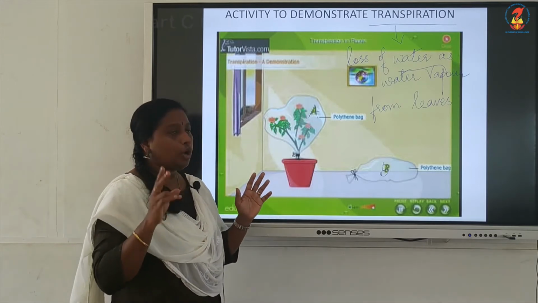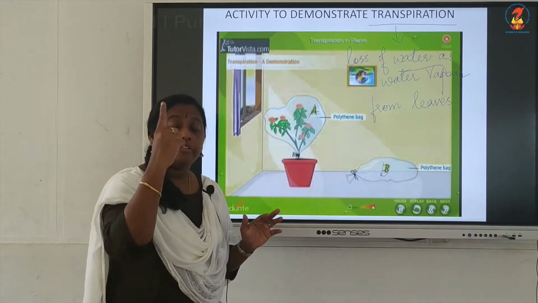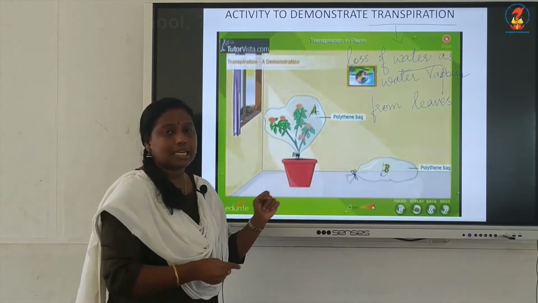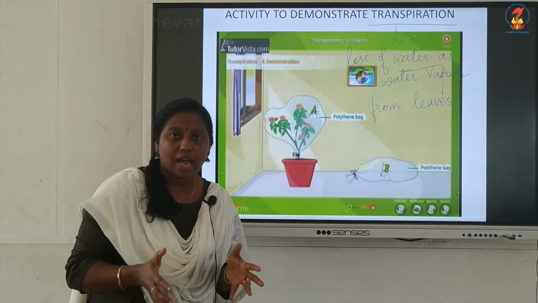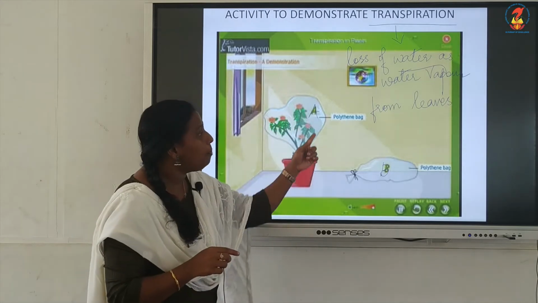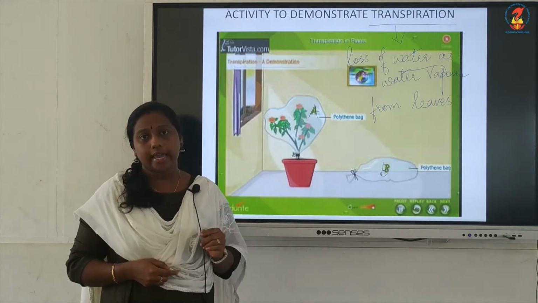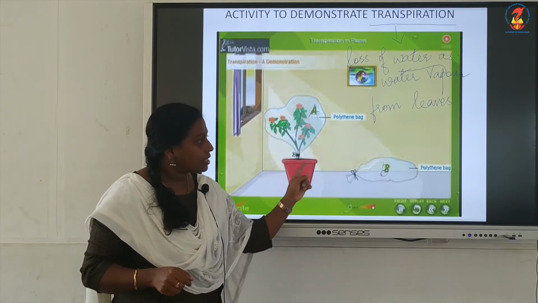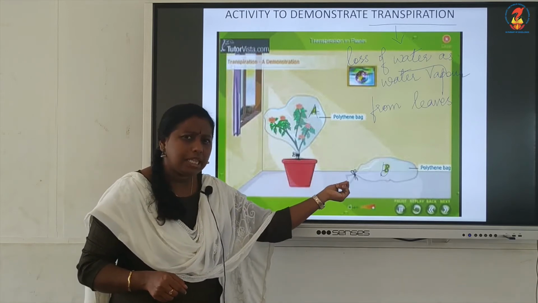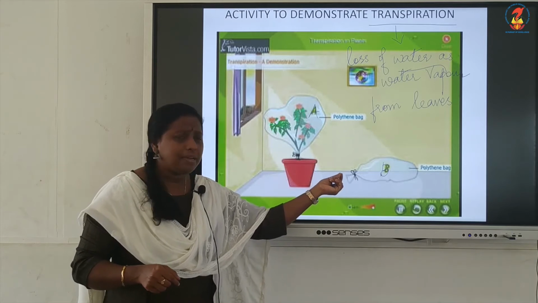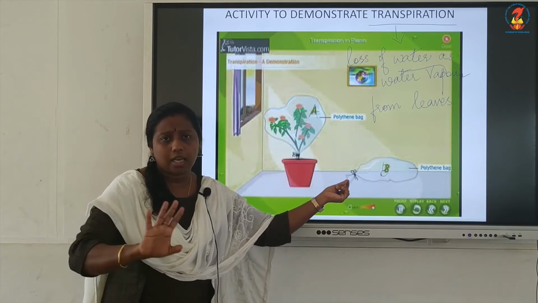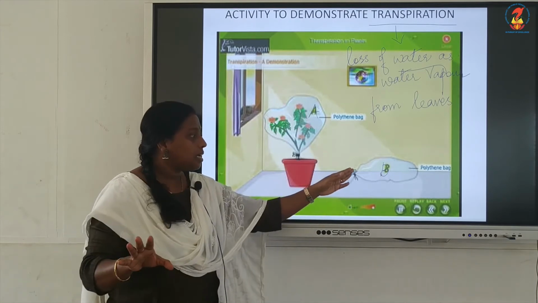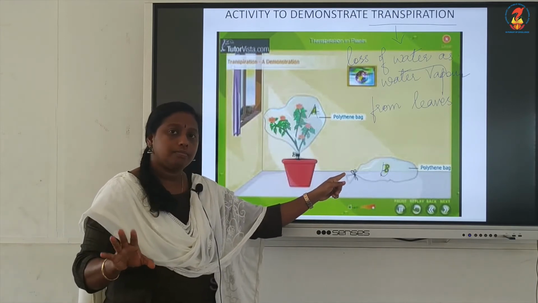Now, what do you do? You have two polythene bags with you. The first polythene bag, you just wrap it around the plant which is there inside the pot. The potted plant which you have, you wrap the whole plant with polythene bag A. You tie it properly. Then the second polythene bag, you just tie it. You do not wrap it around any potted plant. Nothing is there inside the second polythene bag. The polythene bag is simply knotted.